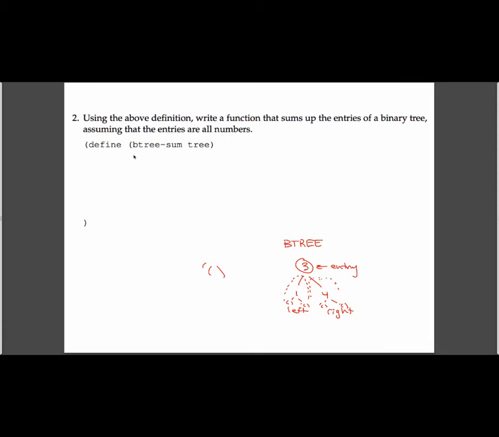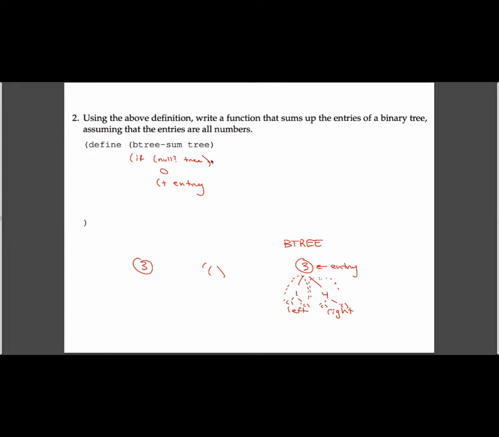Okay, so the base case is I get a simple input, which is just an empty list, and the way I can check for that is if null? tree, then what do I want to return? Well, if I don't have to sum anything up, then I'm just going to return 0. Otherwise, what do I need to do? Well, I need to add my entry first. Even if I have a tree with no branches, so just a single 3, I need to include this.